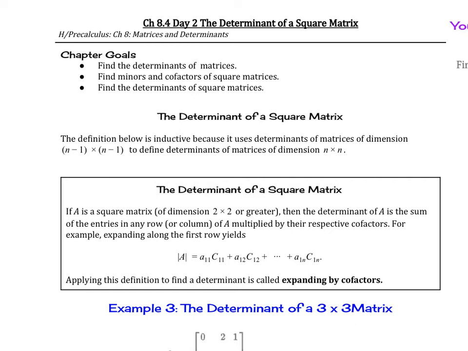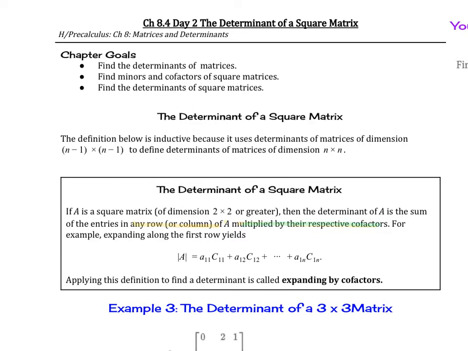8.4, day 2, we're looking at the determinant of a square matrix. And so we're going to find the determinant of square matrices. So if A is a square matrix of dimension 2 by 2 or greater, then the determinant of A is the sum of the entries in any row or column. So important to note that it's any row or a column of A multiplied by their respective cofactors.